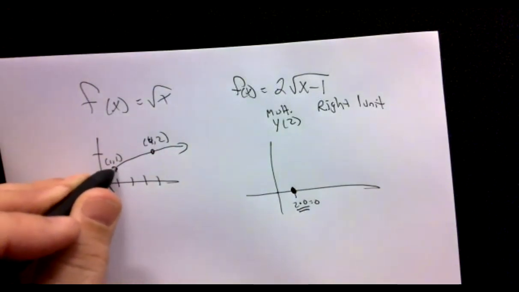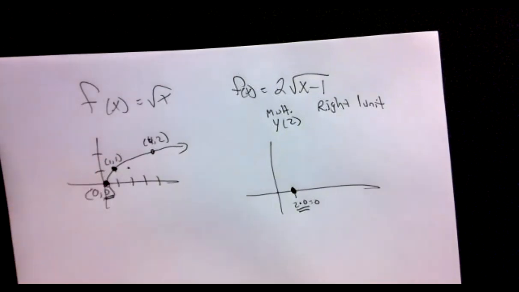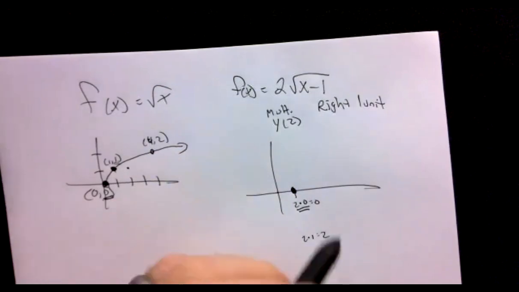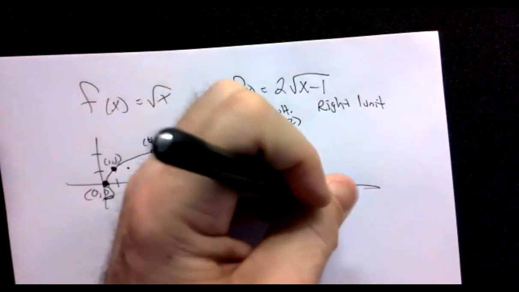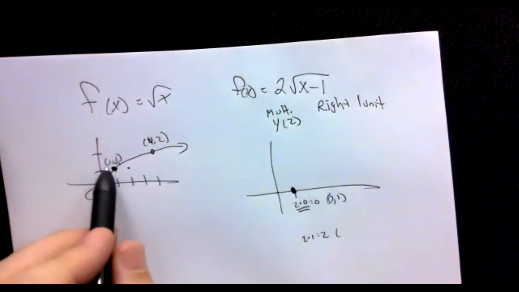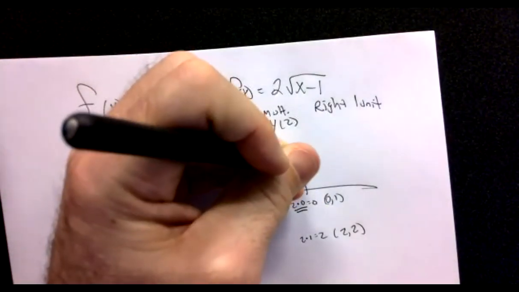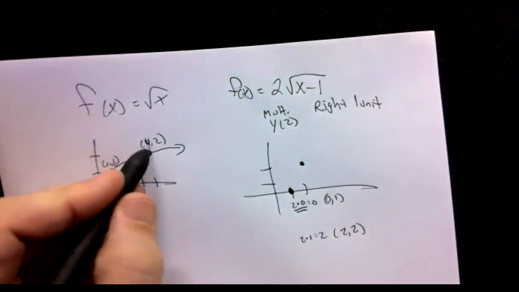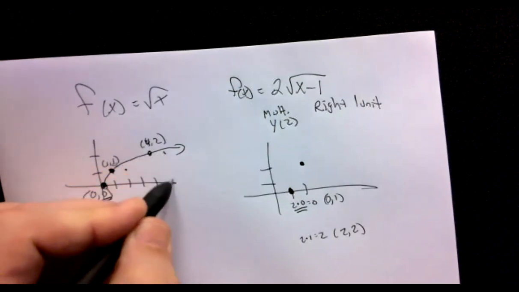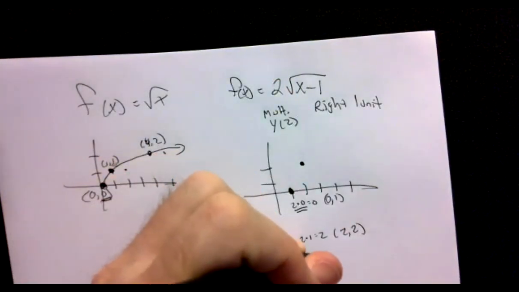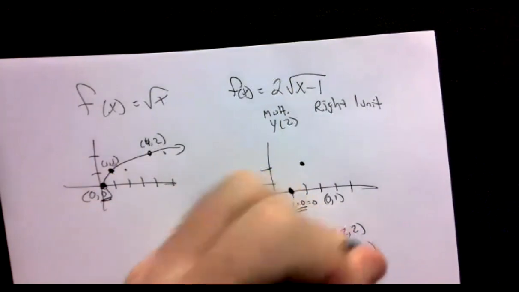This point, this 1, 1, is going to shift to the right 1. And then again, my y value of 1, 2 times 1 is 2, so now I get a y value of 2. So we moved right 1, so that's going to become 2, 2. And again, the point 4, 2 shifted right 1, so that's going to be at 5. And my y value of 2 gets multiplied by 2. So that's going to become the point 5, 4.